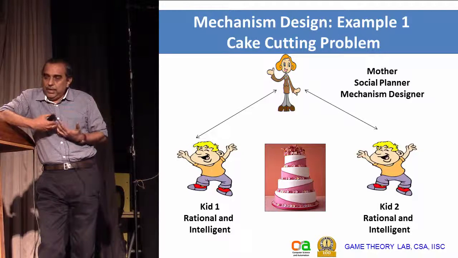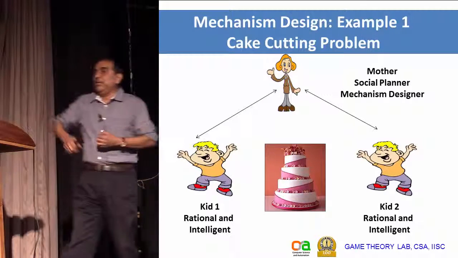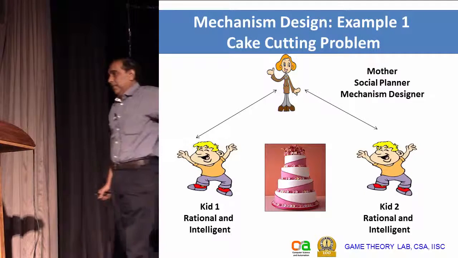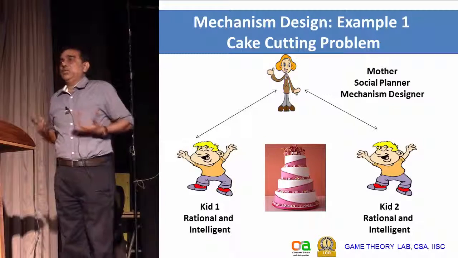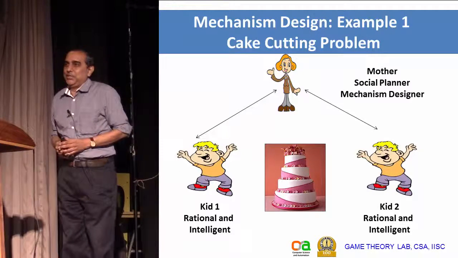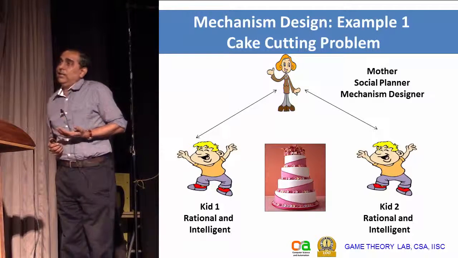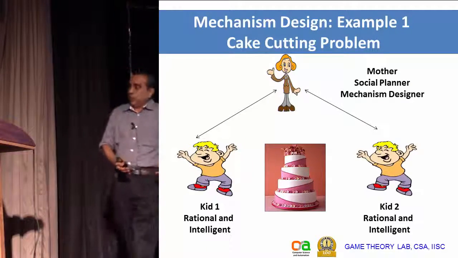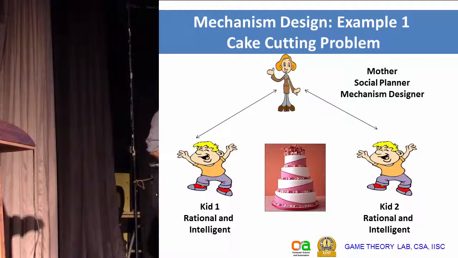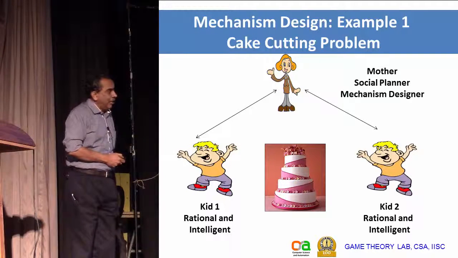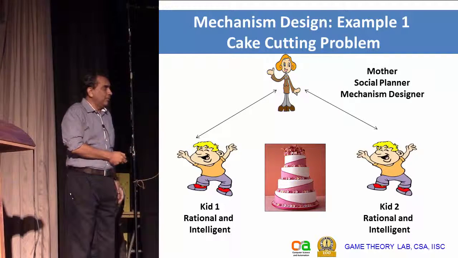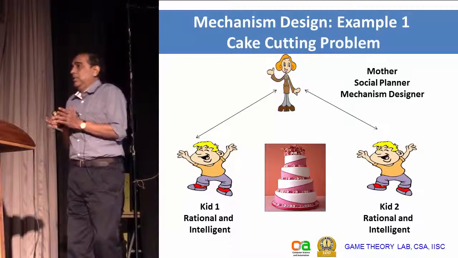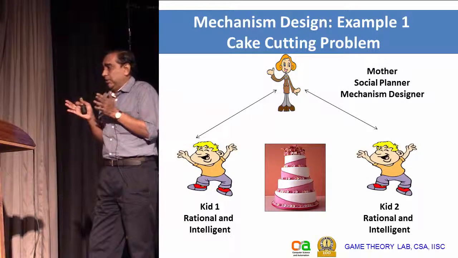So now in a situation like this, you can induce a very simple game on these two players, in this case the two kids, which will actually implement a social choice function. So what is this protocol that will enable this? Mother is now the mechanism designer or the social planner, and what the mother does is to say the following: she gives the knife to the first kid and tells the first kid, you must now slice this into 2 portions.